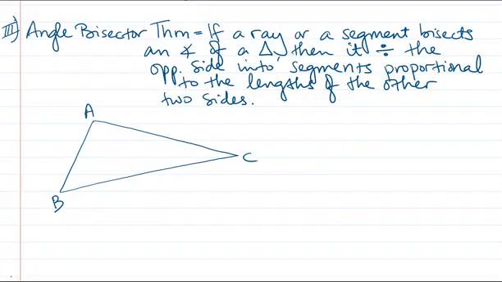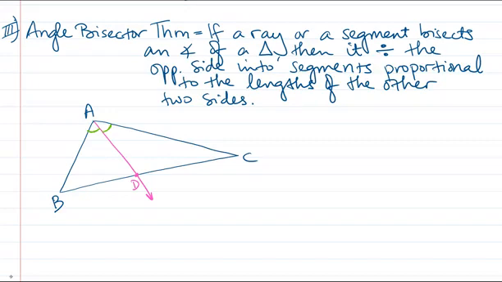Here I have a triangle BAC, and let's say there is a ray coming out from angle A, and we're going to label the point where the ray intersects segment BC as point D. Because the ray is an angle bisector, and bisector means it cuts into two equal parts, the left side of angle A is congruent with the right side of angle A. And what this does is divide the opposite side into segments that are proportional to the lengths of the other two sides.